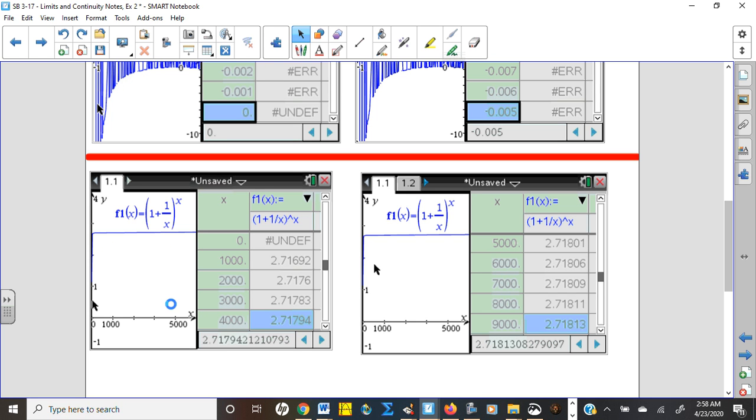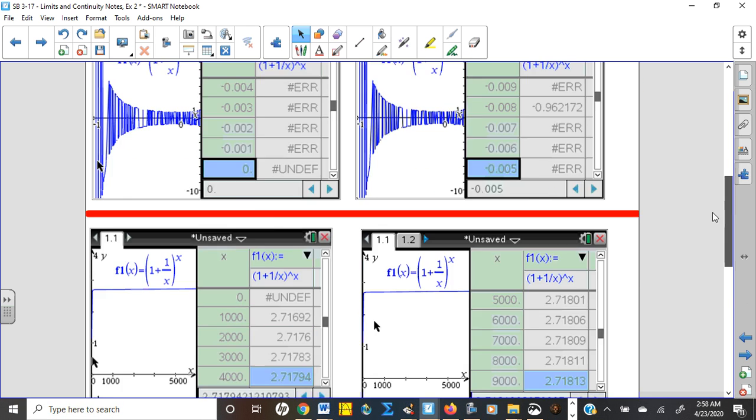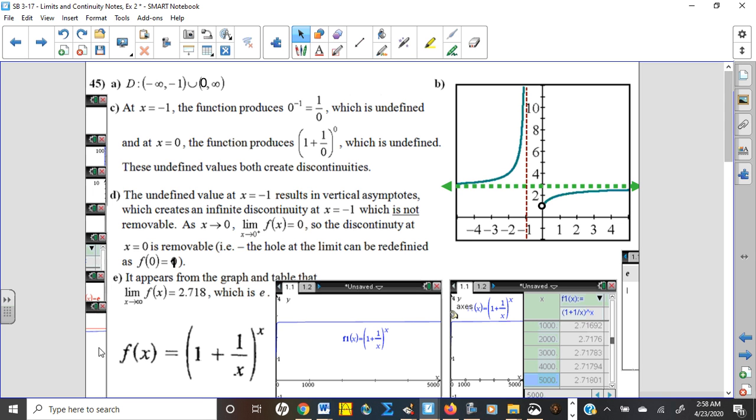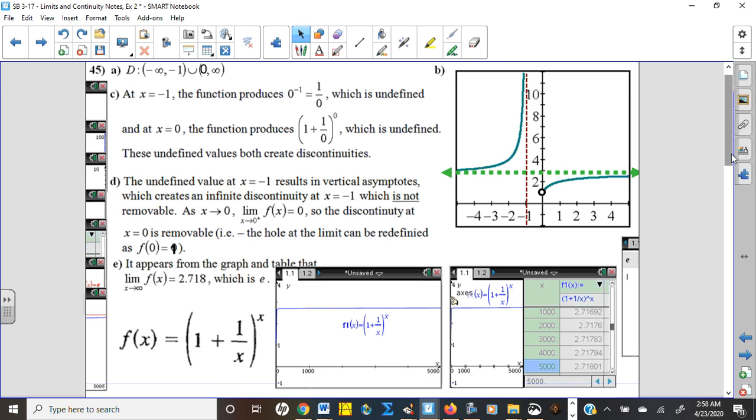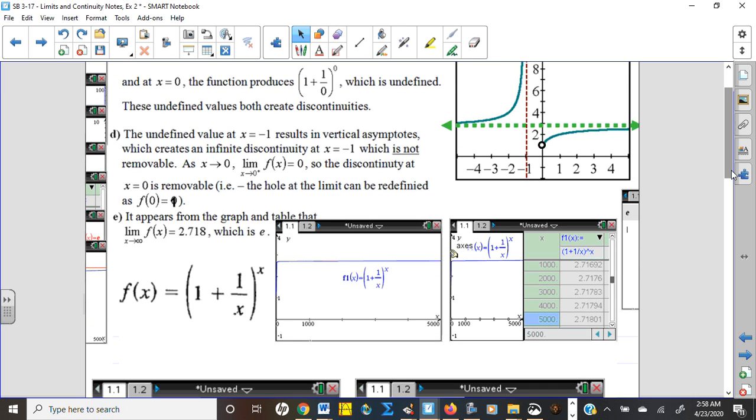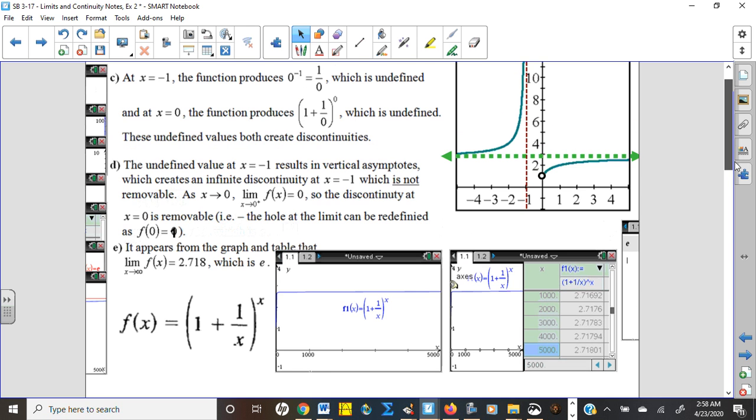And you can see that we got about 2.718, but then I went up to 9,000, and I got 2.71813. And I think if we went to 200,000, you would actually get all the way to 2.71828, which is accurate to 5 decimal places. So you can play around with that if you want.